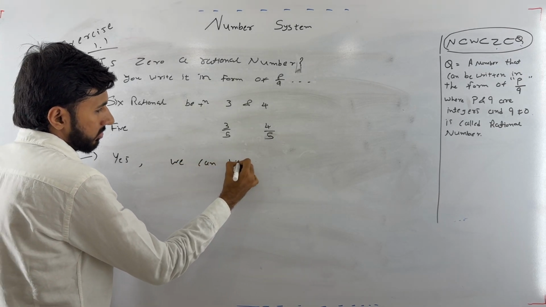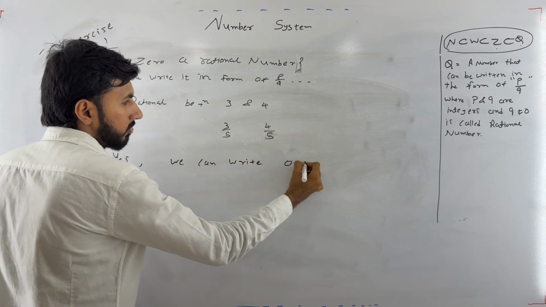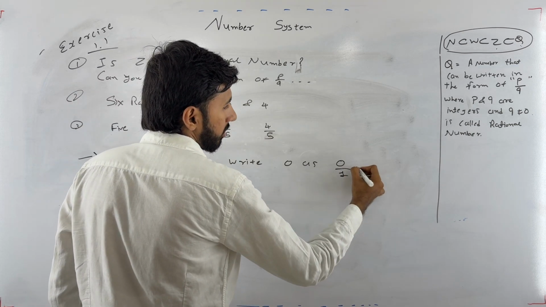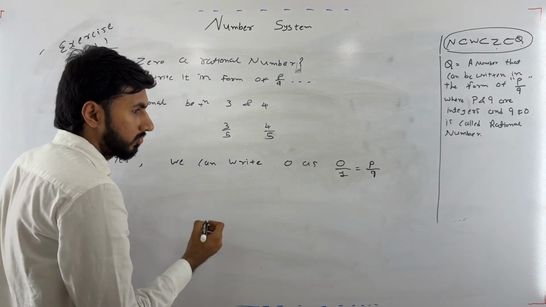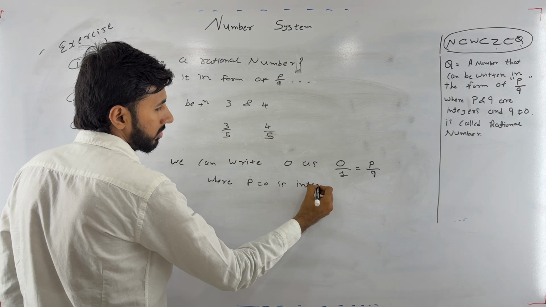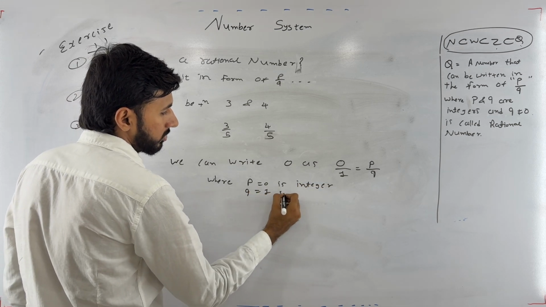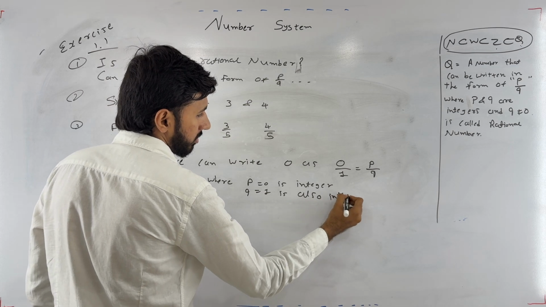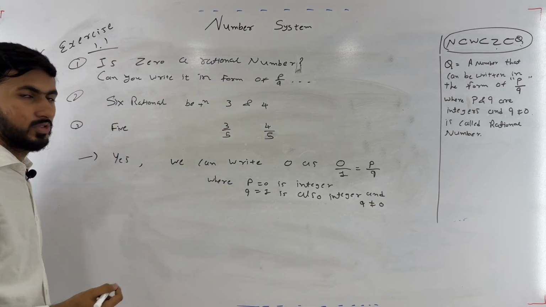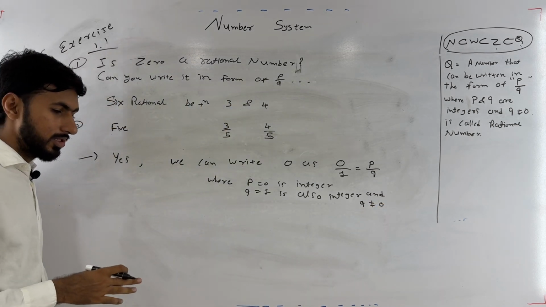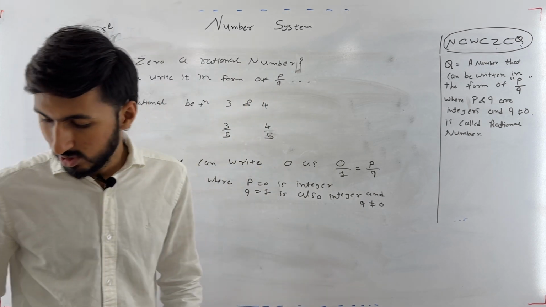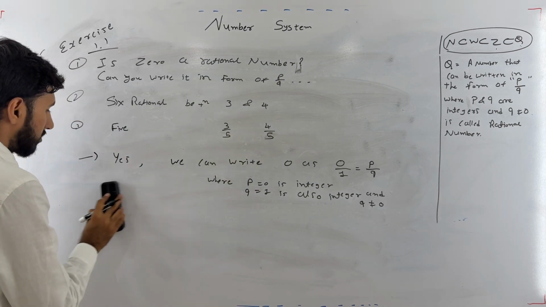We can write 0 as 0 divided by 1, equal to p by q, where p equal to 0 is an integer, q equal to 1 is also an integer, and q does not equal 0. So here is your answer. Remember one thing, write your answer properly in your exam, because that will give you good marks.